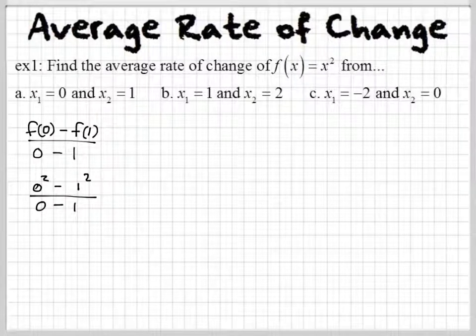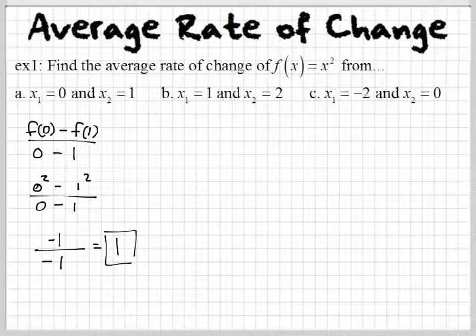You guys with me still? Yes. Okay, now this is not terribly difficult. 0 squared is 0, and then I subtract 1 squared, which is just 1, but it's negative, and this is negative on the bottom, and so I get 1. So that's my average rate of change between those 2 points.